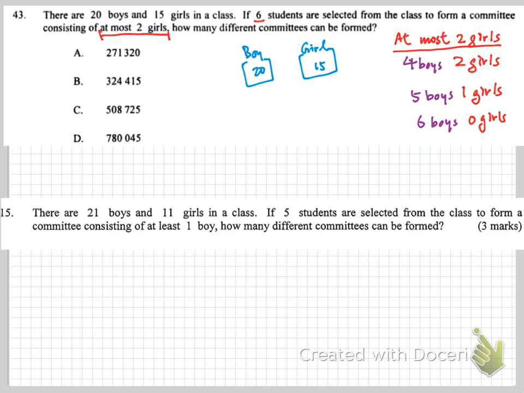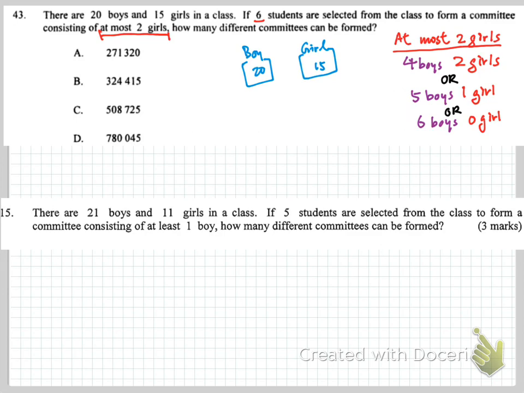Now these are mutually exclusive events. It's either 4 boys and 2 girls, or 5 boys and 1 girl, or 6 boys and no girl. They are mutually exclusive. If the committee consists of 5 boys and 1 girl, it cannot be 4 boys and 2 girls. So these are mutually exclusive events. We connect them with "or", because they are mutually exclusive. Behind it, we know that the mathematics is to add them together. We'll see that later on.